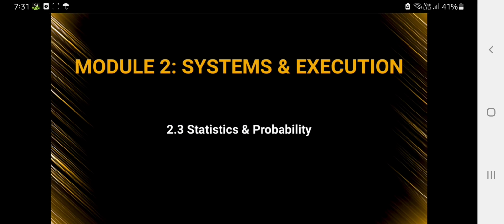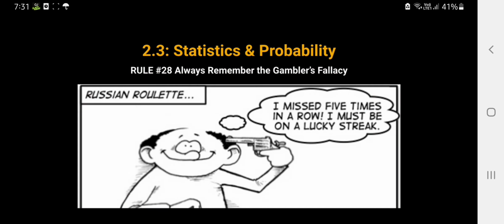So to introduce stats and probability, I want to talk about the most common cognitive bias that affects traders, which is the gambler's fallacy. So rule number 28 of Scalpers University is always remember the gambler's fallacy. This is something that affects us all, whether consciously or unconsciously, and the idea here is to make that conscious for you. The gambler's fallacy is the incorrect belief that if a particular event has occurred more frequently than normal during the past, usually during the recent past, then it's less likely to happen in future.